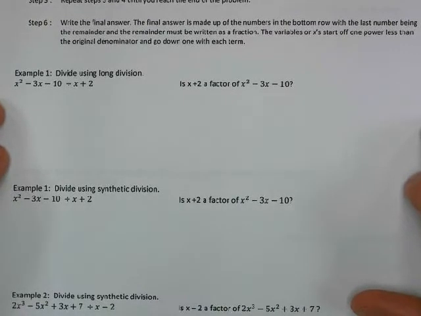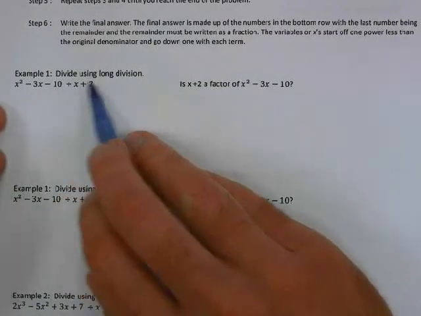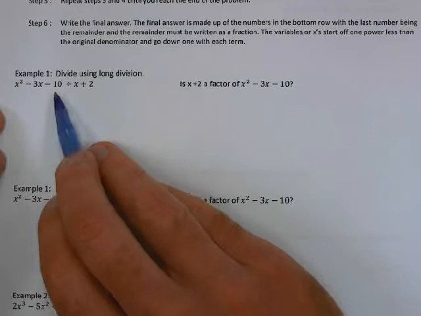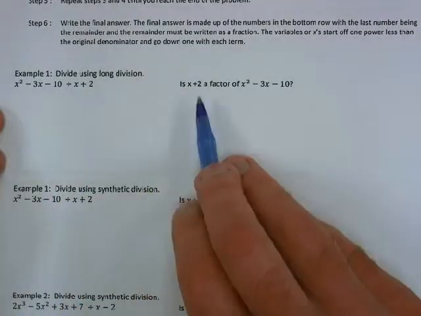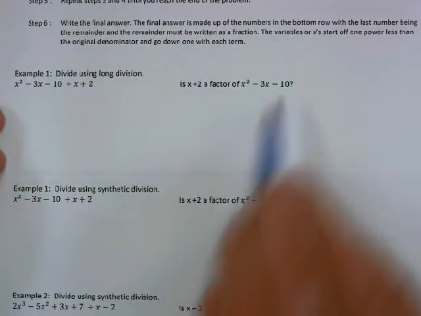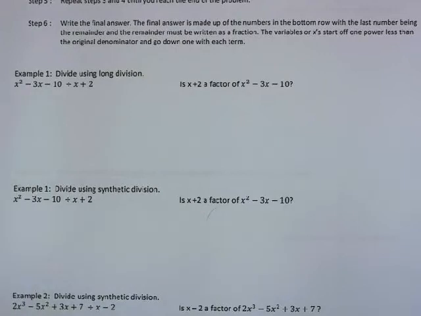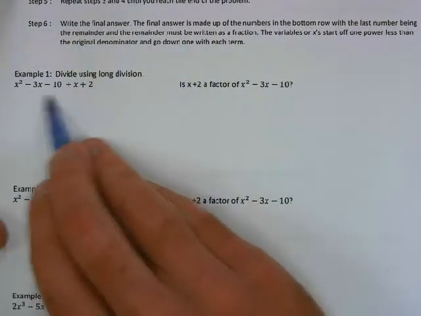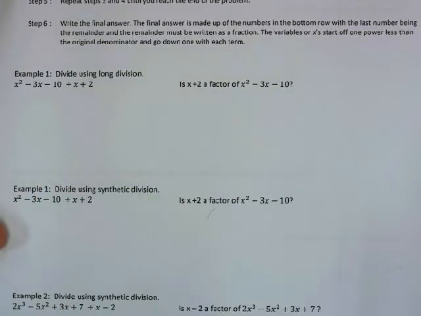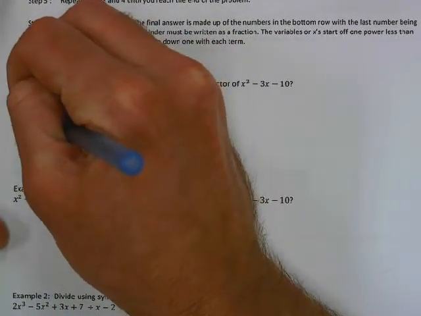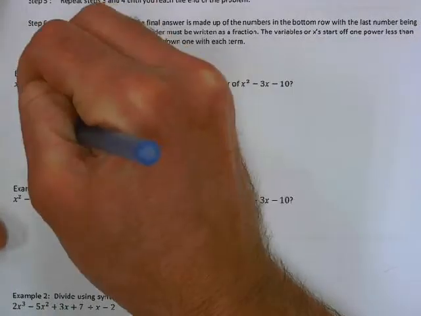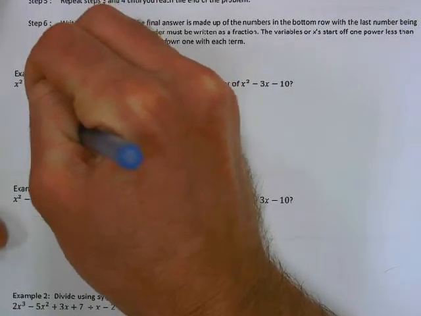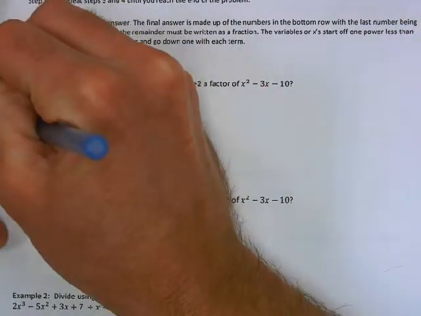All right, so example number 1, we want to divide using long division. I want to divide this thing by x plus 2. And then we want to know, is x plus 2 a factor of that thing? And we'll address that in a minute. But first, how do we do this polynomial long division? Well, I want this thing divided by that thing, so how do we set it up? Okay, well, I need my little bar thing here. And then I want x squared minus 3x minus 10 in here, and we're dividing it by x plus 2. So then that goes on the outside.